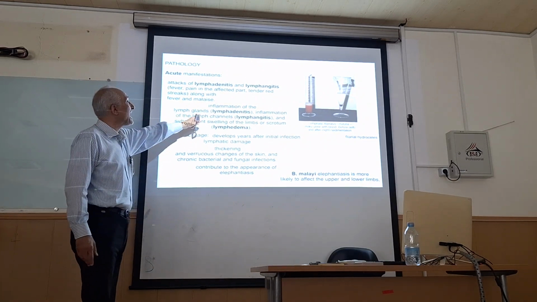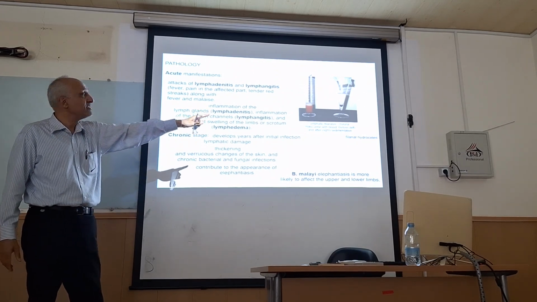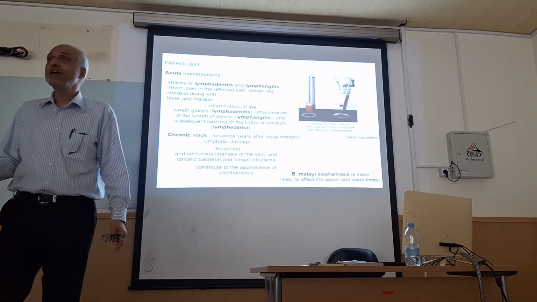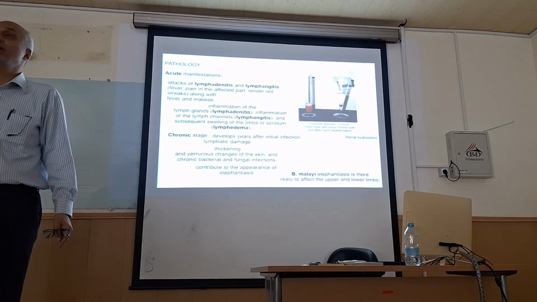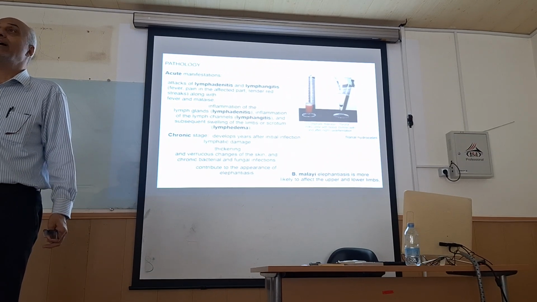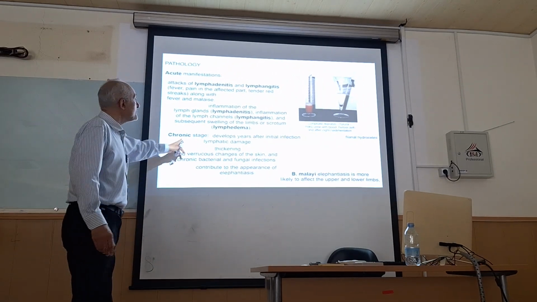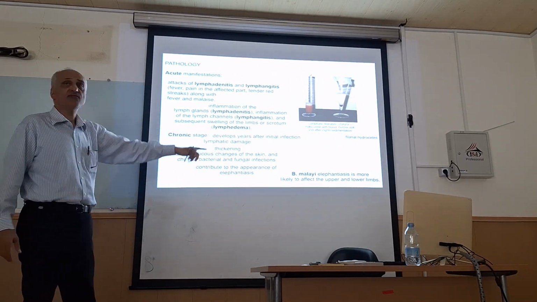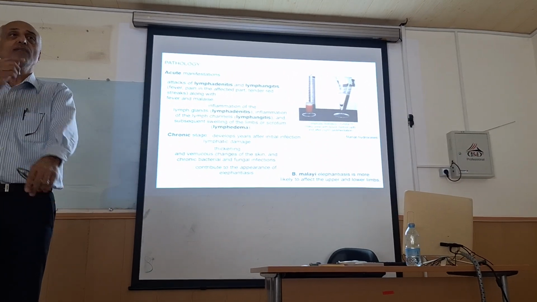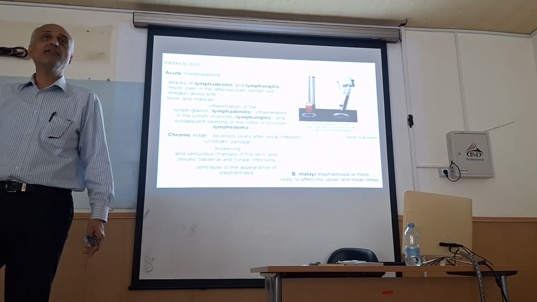Inflammation of the lymph glands, lymphadenitis, inflammation of the lymph channels, lymphangitis, all of them are very important, and this is the cause of obstruction, and this is the real and the final cause and the only cause for forming elephantiasis in this infection. Chronic stage develops years after initial infection. It doesn't mean that when an infected mosquito comes to me, one week after that I have elephantiasis.